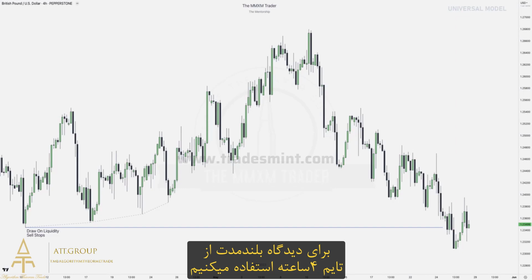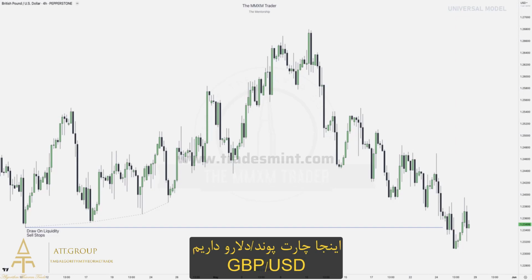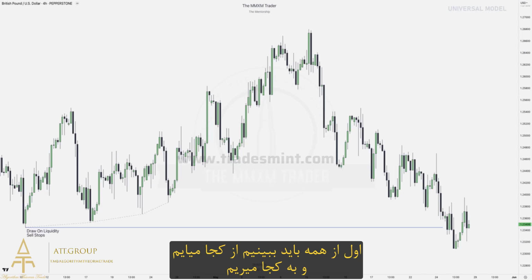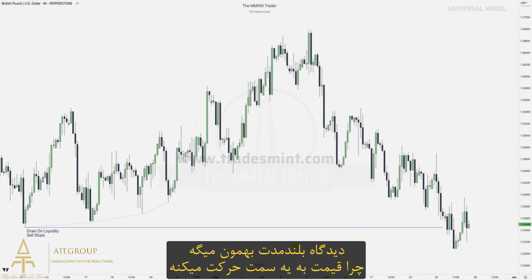Right, our long-term perspective, we're going to use that 4-hour time frame. We've got a British pound US dollar chart, right? First of all, where are we coming from and where are we going? We have to ask the why, right?